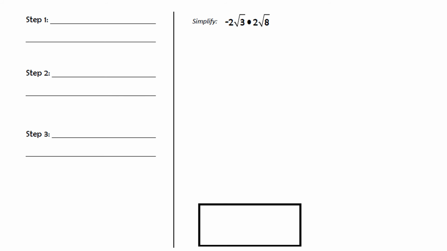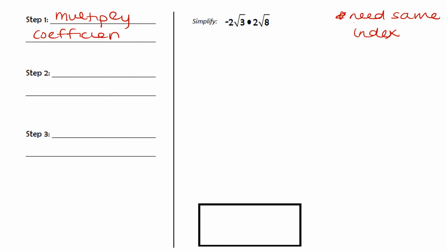Let's talk about multiplying. For multiplying, it actually doesn't matter if their radicands are the same, but they do need to have the same index. So you can see the index here is 2. They're both square roots. The first thing we do is we multiply coefficients together, and then we multiply the radicands together.